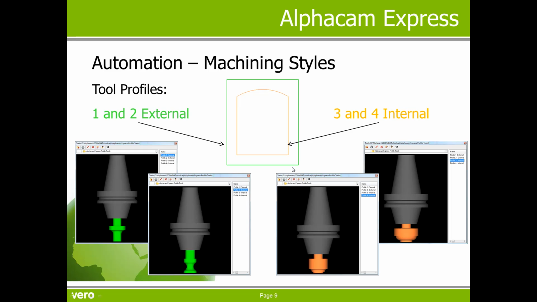This concludes the AlphaCam Express presentation on automation using machining styles. We've showed how you can order and automate the application of toolpaths within AlphaCam. Any operation can be saved as a machining style, then reapplied to any other geometry. You can further automate if you use layered geometries. Thank you for your time.